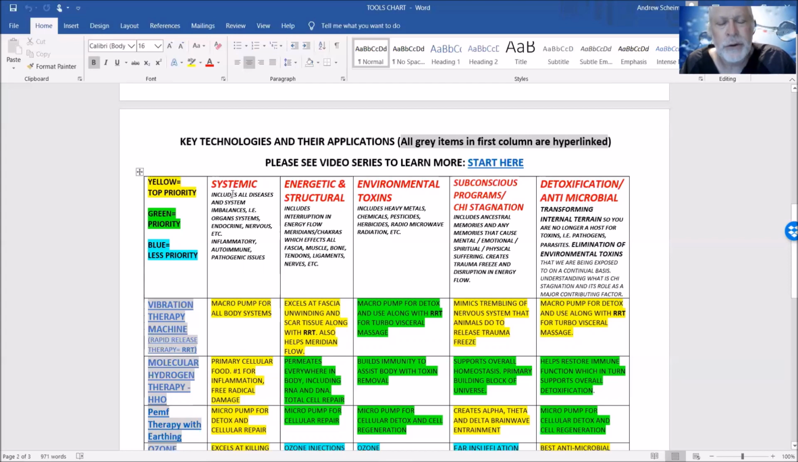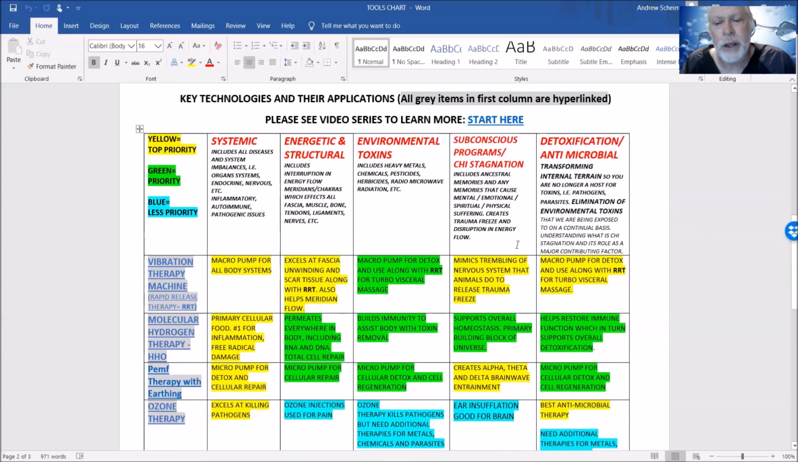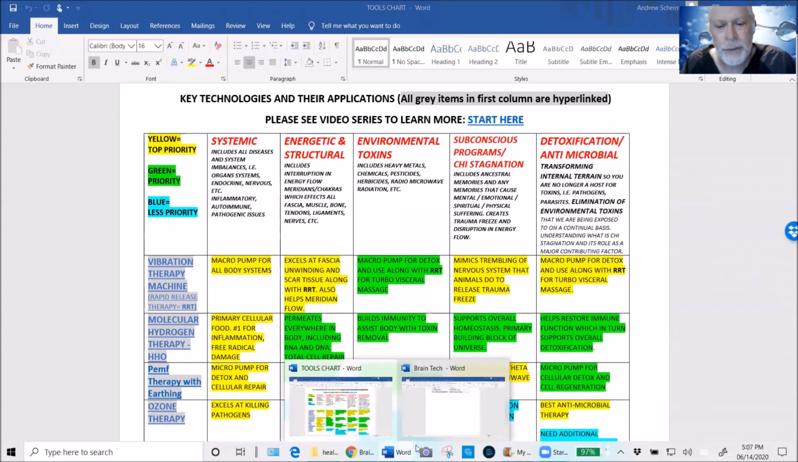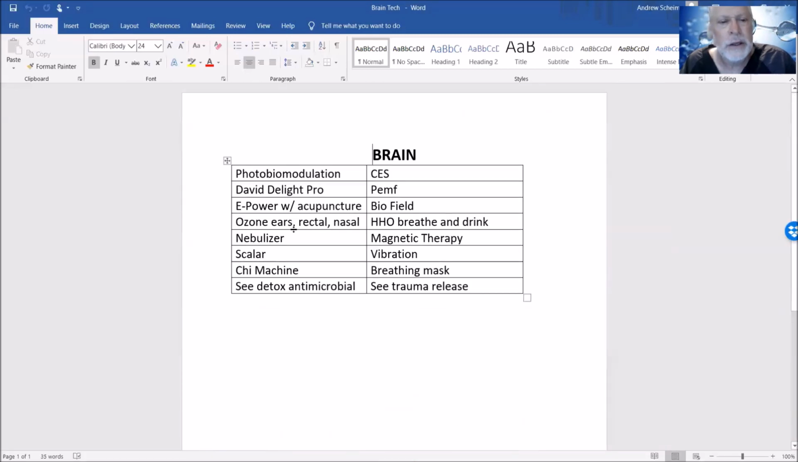Alrighty, so this is just a brief overview of this tools chart and how each of these categories can actually impact the brain. This is the brain technology chart. I actually made this for myself just to remind myself of the various technologies one can employ when working on the brain. So I want to go over each of these technologies briefly.